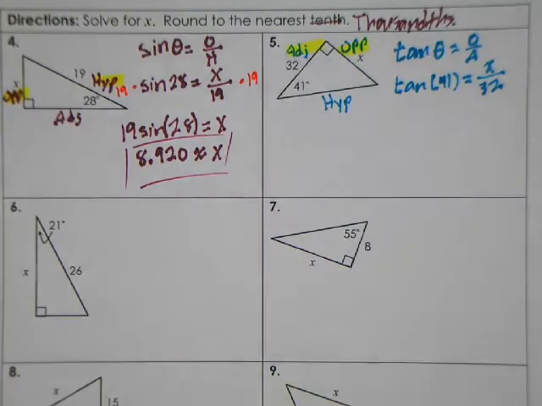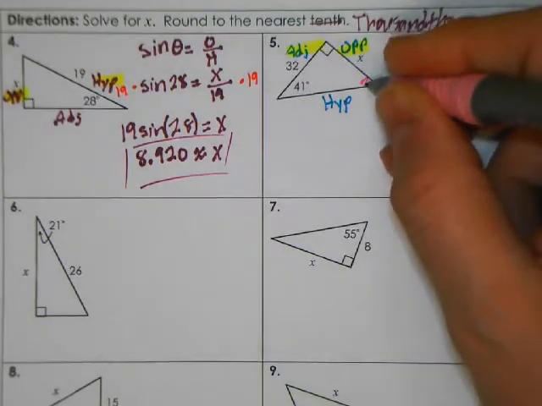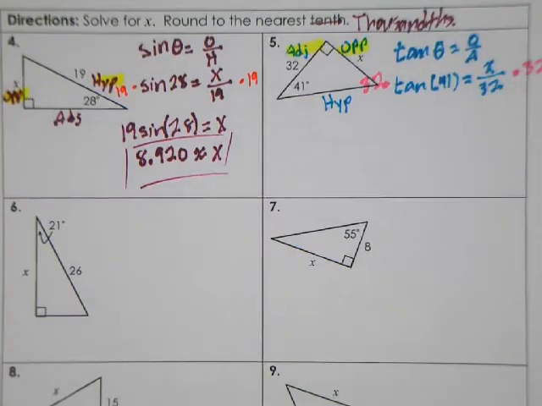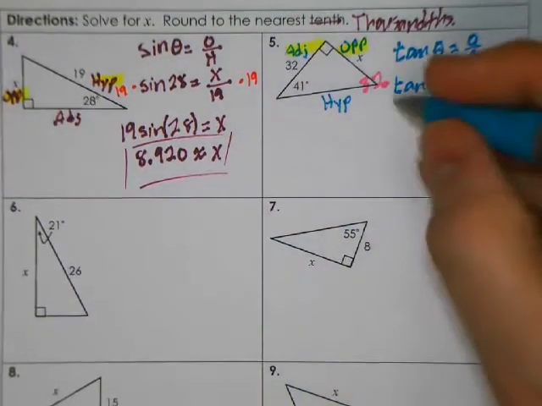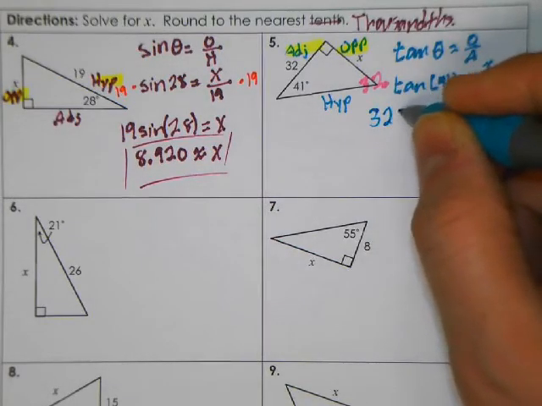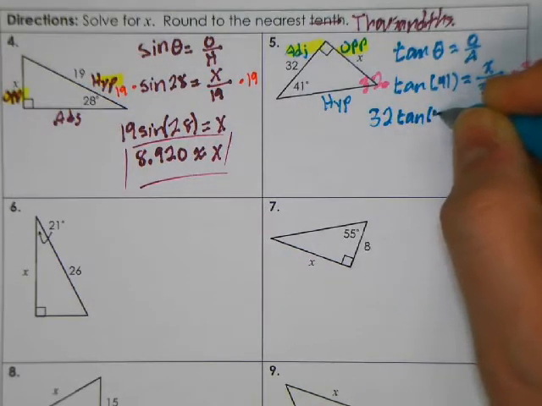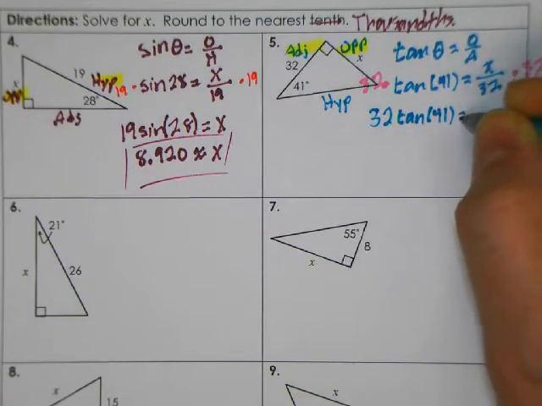And just like what we saw in the last example, we have to get the 32 out of the denominator, so I wind up multiplying both sides by 32. And I will get 32 times the tangent of 41 to be equal to x.